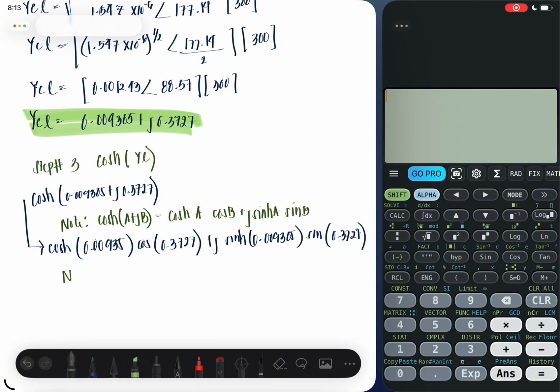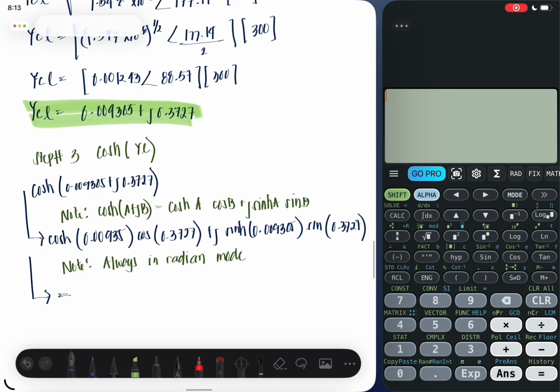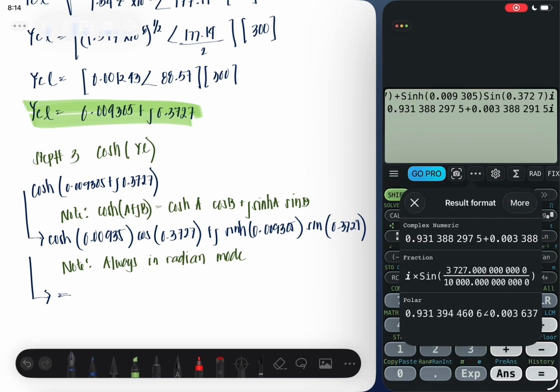For this exact calculation to work, your calculator must be in radian mode. If you leave it in degree mode, the standard cosine and sine functions will give you completely wrong numbers. Once you calculate the real and imaginary parts, convert that rectangular answer into polar form. Your calculator will output the final phase angle in radians.